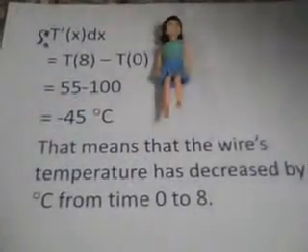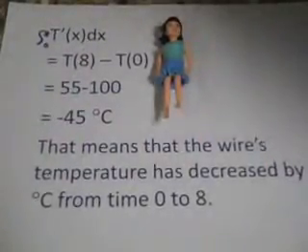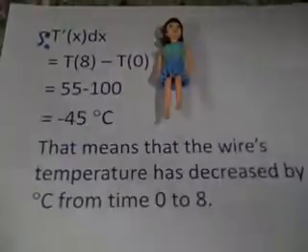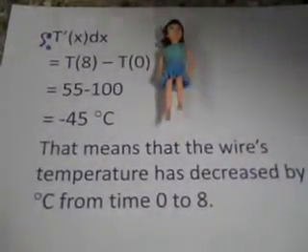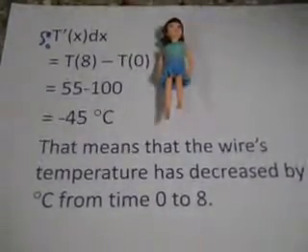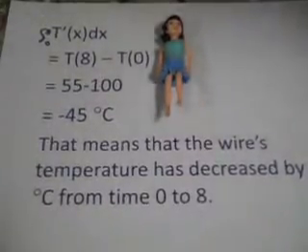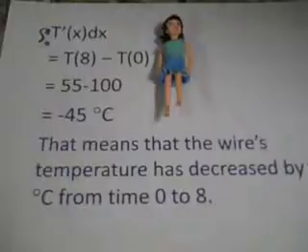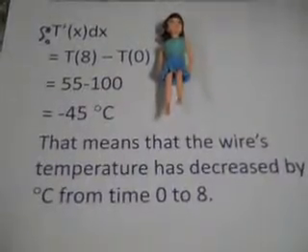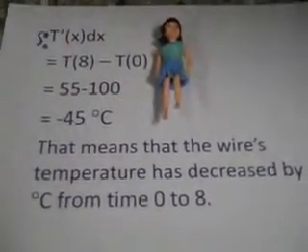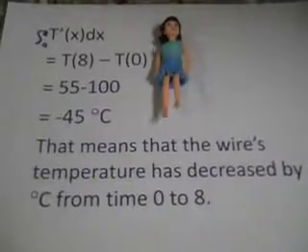What we do here is we take the integral from 0 to 8 of T prime of x and do the derivative of that. And so by that, we do T of 8 minus T of 0, which gives us 55 minus 100, which in the end gives us negative 45 degrees Celsius. That means that the wire's temperature has decreased by 45 degrees Celsius from 0 to 8 centimeters.